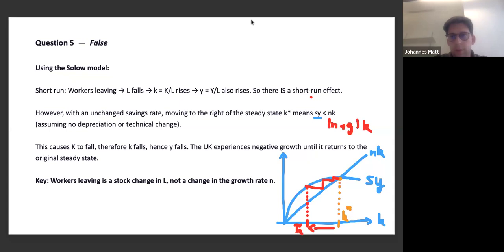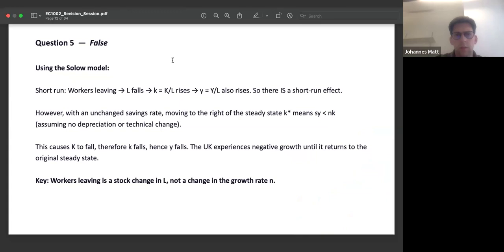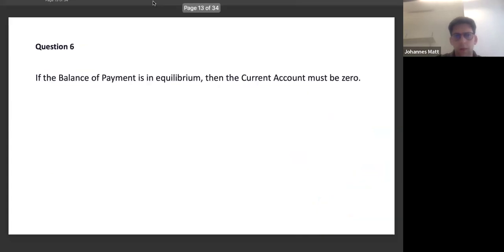Okay, very good. So I'm going to erase that graph now from the slides. And if there aren't any more questions on number 5, I would move on to 6. Okay, so this is a question about international macroeconomics. If the balance of payment is in equilibrium, the current account must be 0.